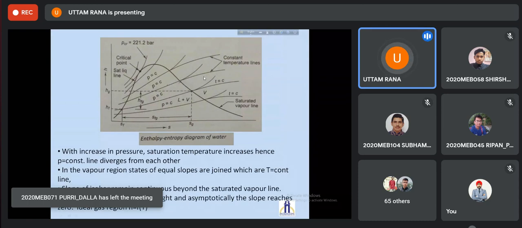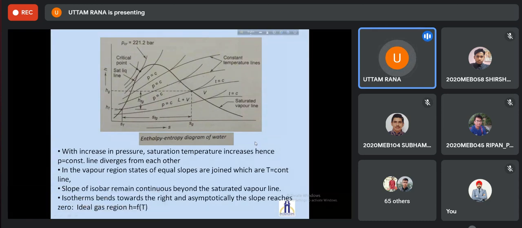Okay, so it means that if you increase the temperature, they will basically exhibit the behavior of an ideal gas. You can see it is a function of temperature only. So at higher temperature, you can see that if we increase the temperature, entropy will increase. Okay, so this is the HS diagram.